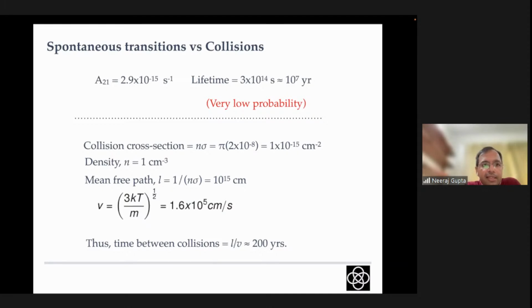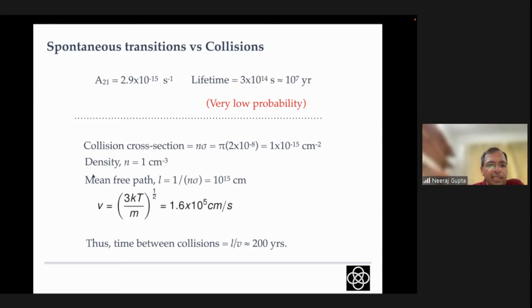So the answer is yes, and the answer is yes for particular special reasons for the 21 centimeter line. If I just estimate the collision cross section, let's say there is a hydrogen cloud at a certain temperature, I can take the cross section as n sigma, and for a back of the envelope calculation set sigma to be the radius of the hydrogen atom, and take the typical density of the atomic phase to be 1 per centimeter cube. Later I will show you how some of these things are estimated and how these are known.